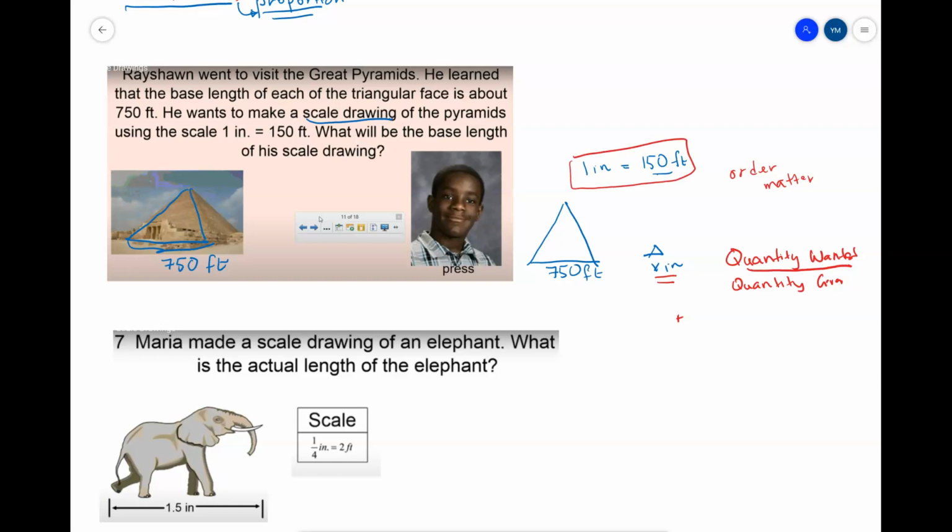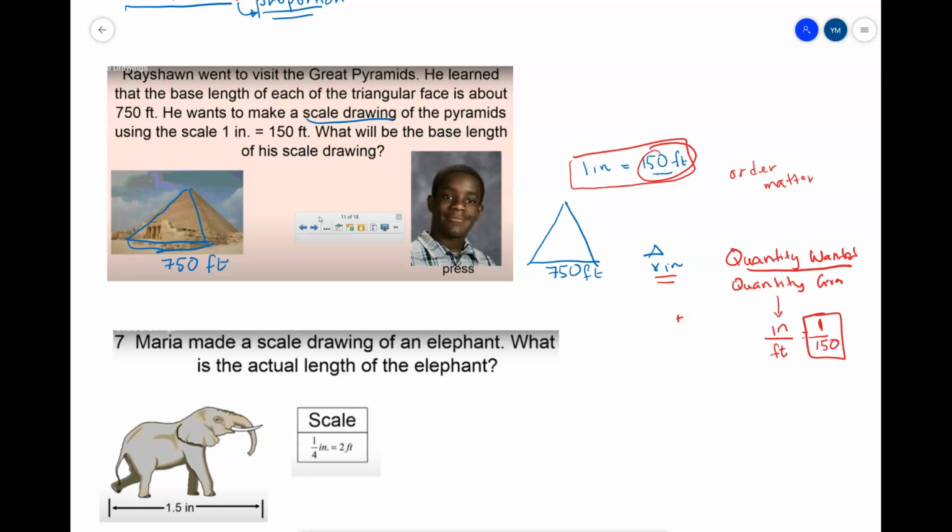What's the quantity that we want? Inches. So we're going to write it like inches. That's the quantity that we want out of feet. So how many inches are in the scale? Well, 1 inch. And how many feet? Out of 150. So this is going to become our scale factor.